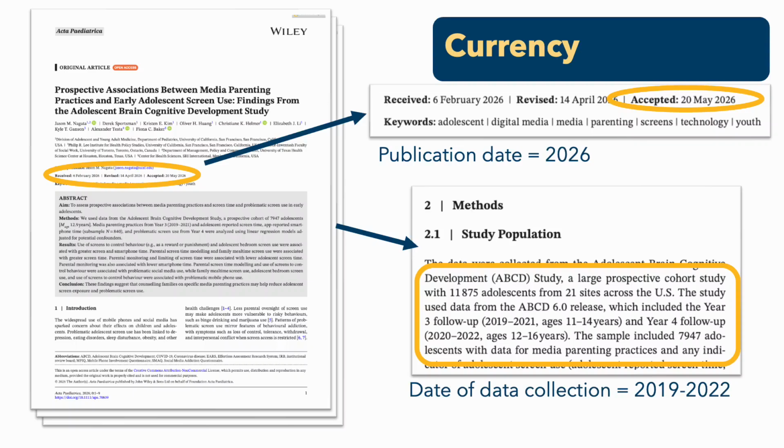Remember that currency doesn't just involve the publication date of a source. For scholarly sources, look carefully to determine when the data for the study was gathered. This information can generally be found in the methods section.